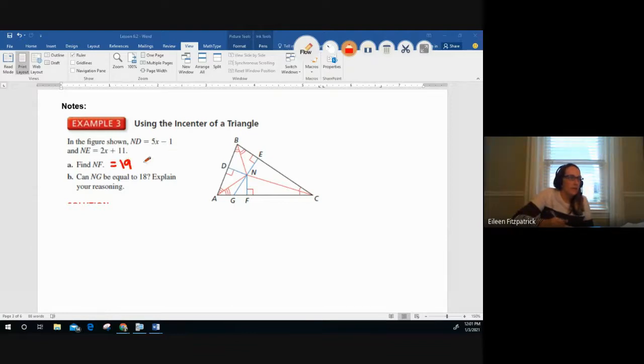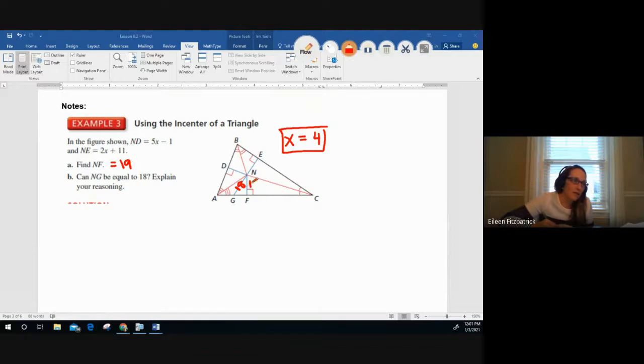And x was equal to, what was it, 4? I think we said. I forget already. I won't put that over here just in case we need it. Then it says here, can NG, so this segment here, can NG be equal to 18? Explain your reasoning. So think about that for a second.